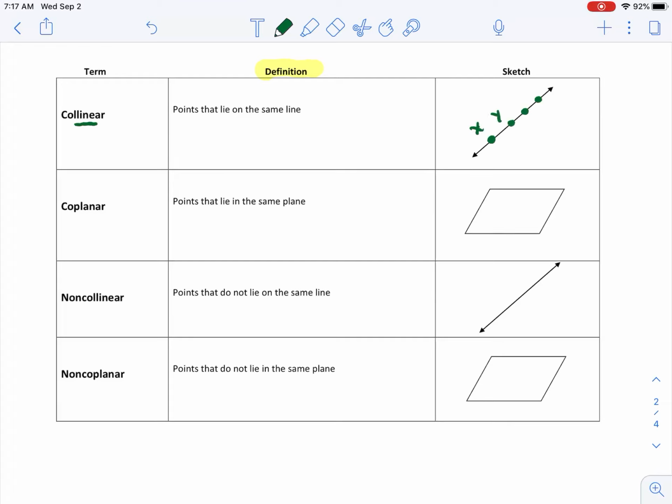Whenever we draw points, we're always going to give them names. Need another letter. Let's go G. So X, Y, Z, and G would be collinear because they're on the same line. Coplanar, and I'm sure you can get it from there, planar meaning plane, and co meaning together or on the same plane.